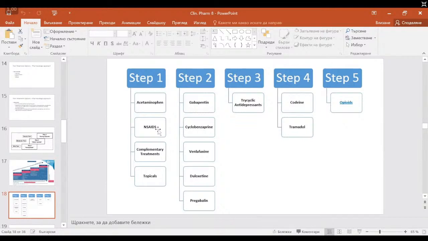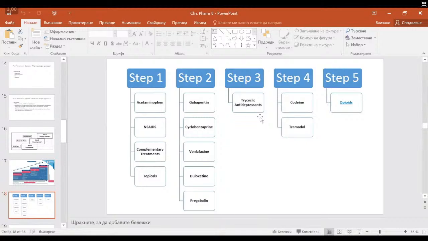adjuvants like gabapentin or venlafaxine, which is also a drug that is used in depression because it's an SNRI. So serotonin, norepinephrine reuptake inhibitor, if you remember, and duloxetine is also an SNRI that is used for sometimes treatment of pain. Pregabalin is also similar to gabapentin. In step 3, we have the tricyclic antidepressants like Amitriptyline, which is also used sometimes in pain management, especially for post-herpetic neuralgia.